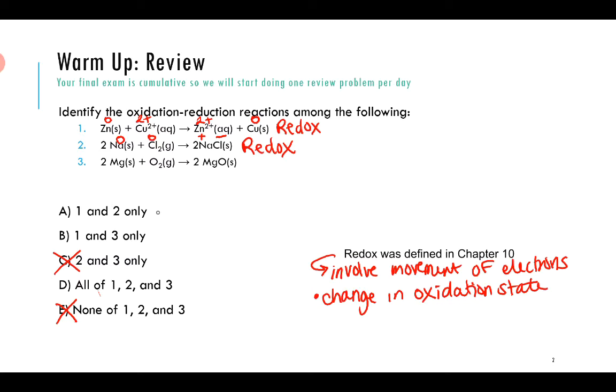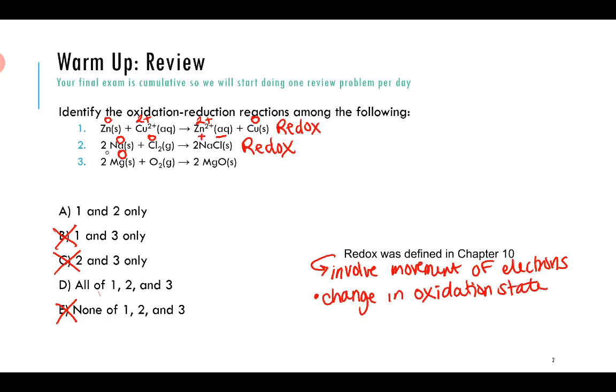Now our answer choices do have a 1 and 2 option, but we know that number 2 has to be an option, but we don't know if it's 1 and 2 only or if it's 1, 2, and 3. So we have to check number 3 as well. So let's assign our oxidation states for number 3.